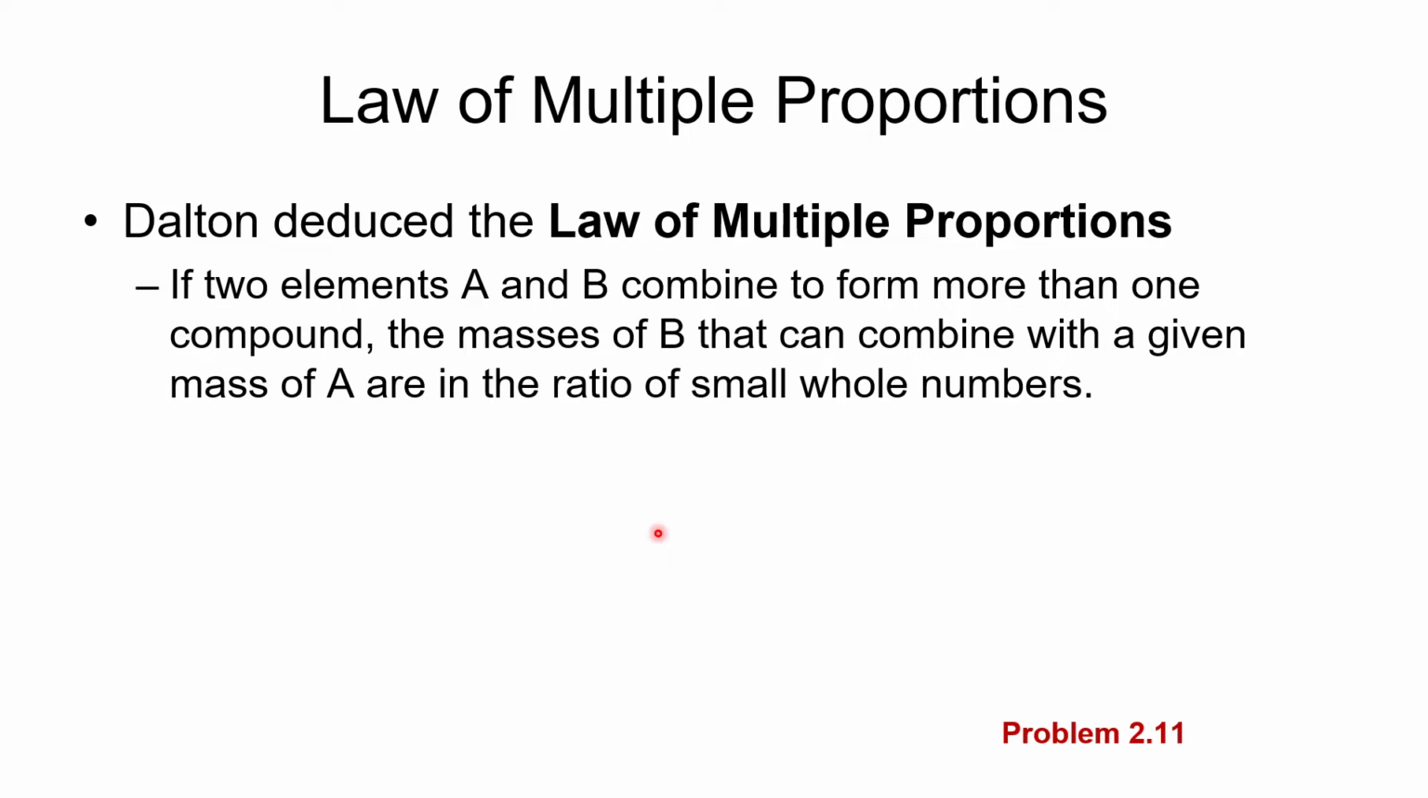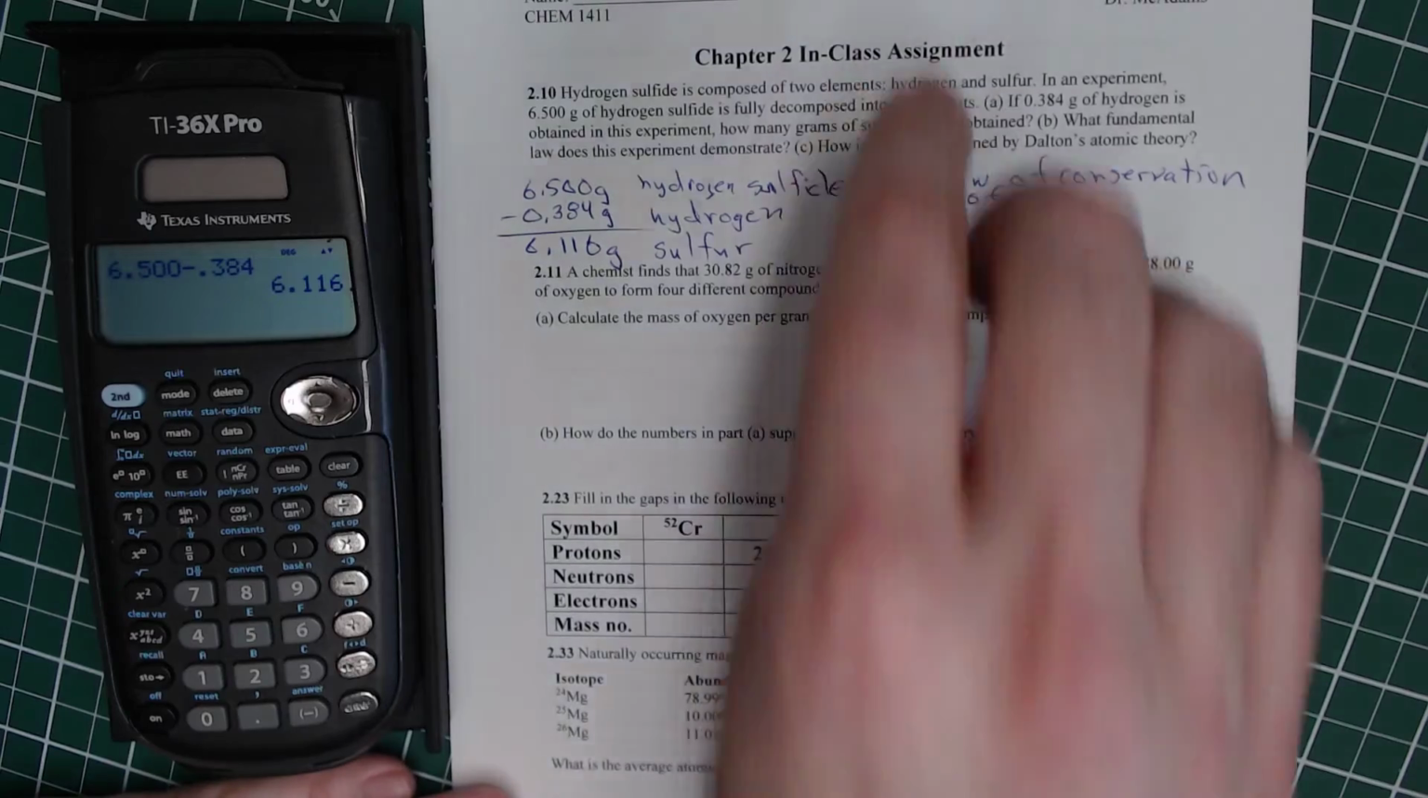Now, the ratio of the ratios seems a little bit strange, so the best way to demonstrate this is using example number 11. Here we see if two elements A and B combine to form more than one compound, the masses of B that can be combined with a given mass of A are in the ratio of small whole numbers. So in other words, the ratios of B to A for the different compounds are going to be in the ratio of small whole numbers. Again, the best way to show you this is to do one of the calculations.